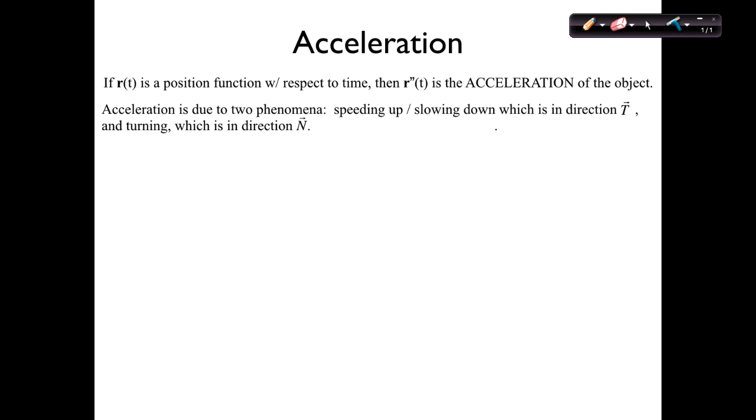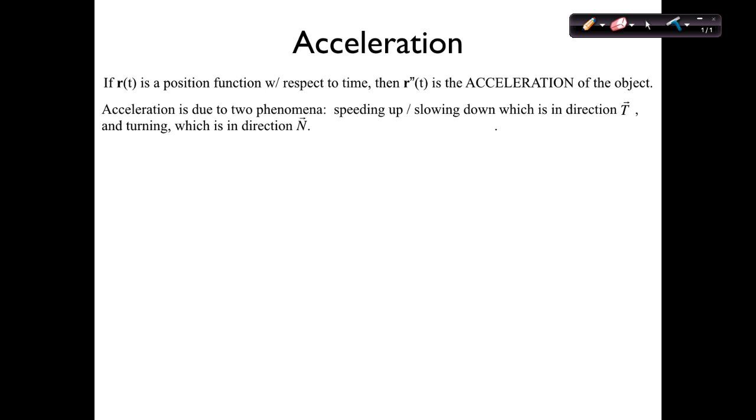So really, this R double prime has both. It's the combination of both. When you take the derivative of R prime, you get R double prime. It has both the speeding up, slowing down part and the turning acceleration part all jumbled together. And so that's why you were seeing that orange vector going all over the place. The orange vector was indeed R double prime. But it was going all over the place because there's two things happening at once. So that vector can point in any direction.